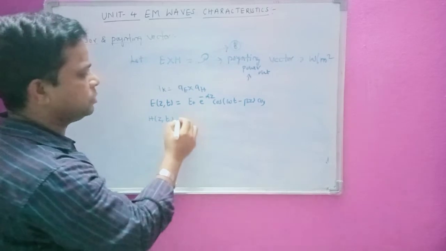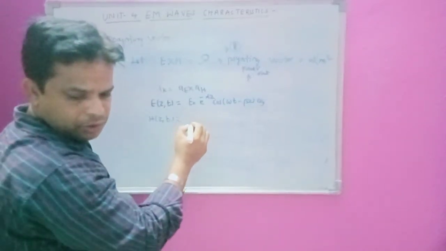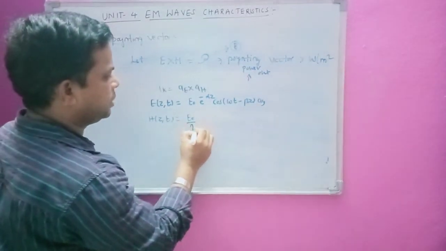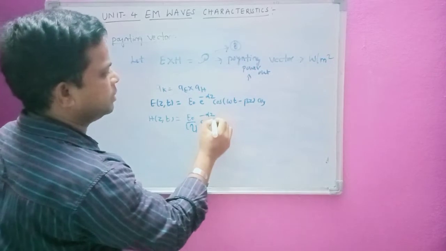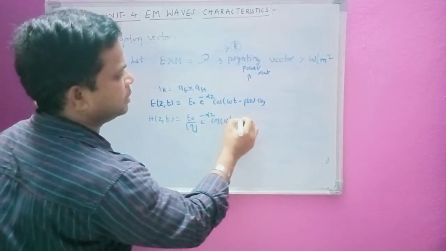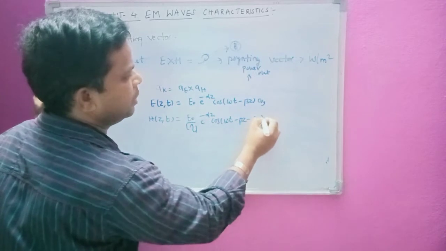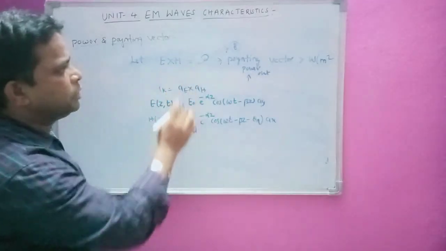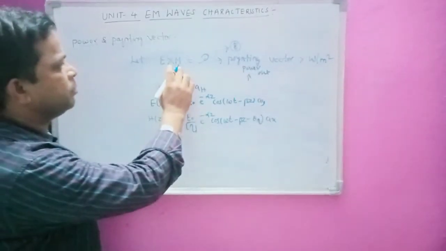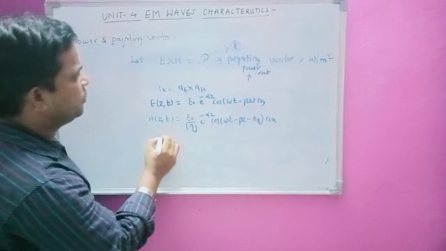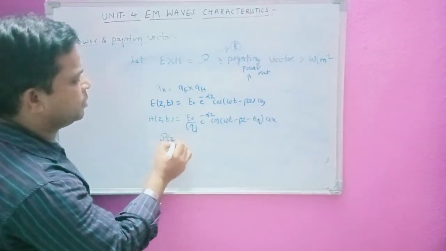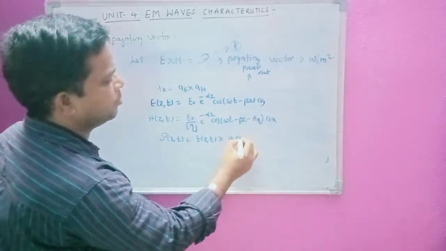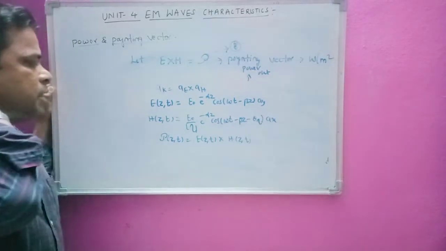H of z comma t is equal to E naught by mod eta e power minus alpha z cos of omega t minus beta z minus theta of eta into ax. So these were the equations which we have seen. Okay, now I am going to use equation number 8 here. This equation is in terms of only E and H. We can write this equation in terms of P of z comma t, that is E of z comma t cross H of z comma t. Like this we can take, that is applying z comma t on both sides.